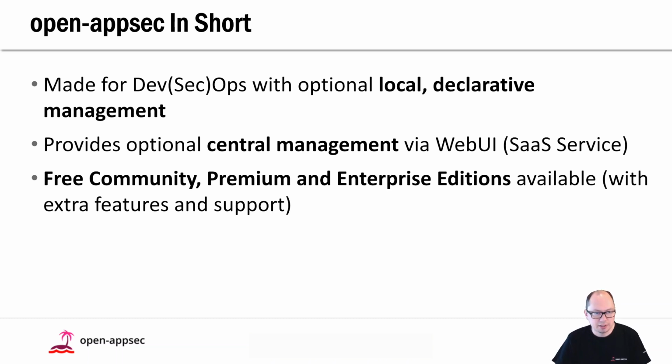The open-appsec solution is available as a free community edition, and if you require support for your enterprise, for example, then there's also a premium tier available, and an enterprise edition that provides some additional features and also provides you technical support direct channels to us. While it's important to say that the free community edition already provides you the same core security engine capabilities as the premium and the enterprise edition.